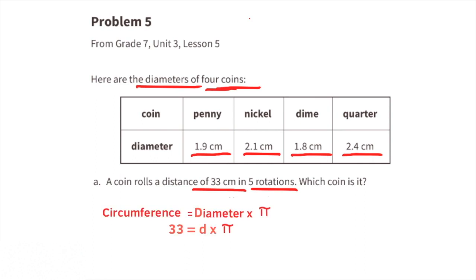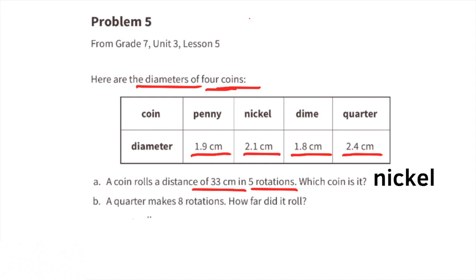The circumference is diameter times pi. 33 centimeters equals diameter times pi. Divide both sides by pi and you have the diameter equals 10.5. Divide that by 5 for the 5 rotations, and you have a coin with a diameter of 2.1 centimeters, which would be a nickel.